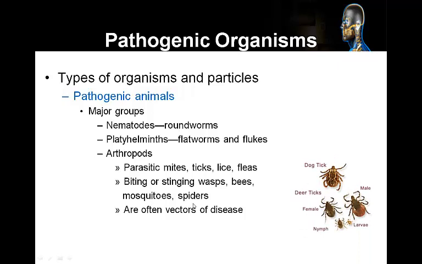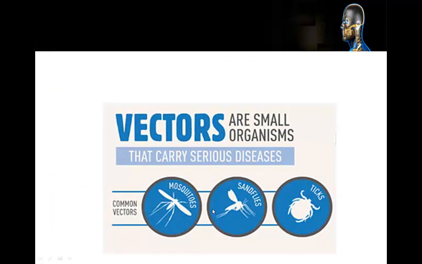We've got other types of pathogenic animals, roundworms and flatworms. We just looked at the fluke. Arthropods are also infectious or can carry a route of infection, which we would term as vectors. And so vectors are living organisms that transfer disease to human beings.